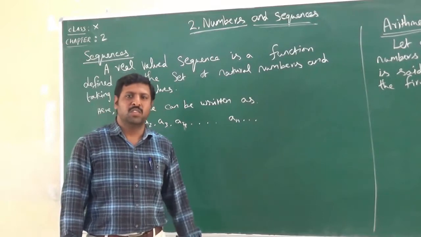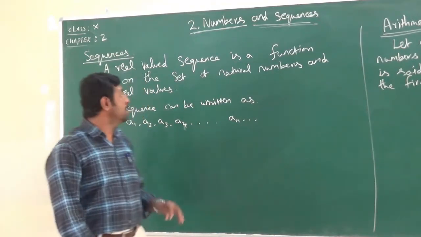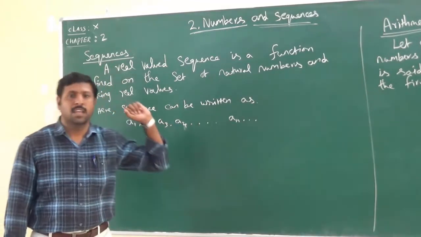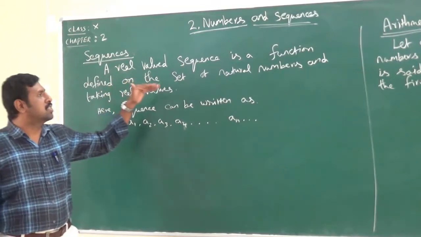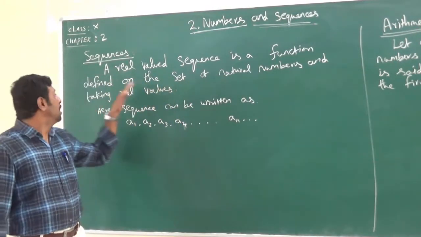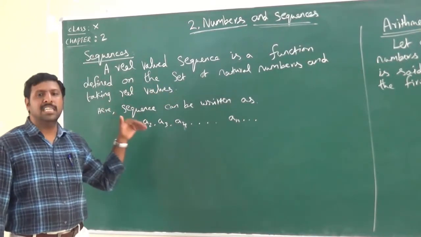Hi students, today we are going to see the second chapter, numbers and sequence. Here, first we introduce the sequence. Let's see what is the definition for sequence. A real valued sequence is a function defined on the set of natural numbers and taking the real values.